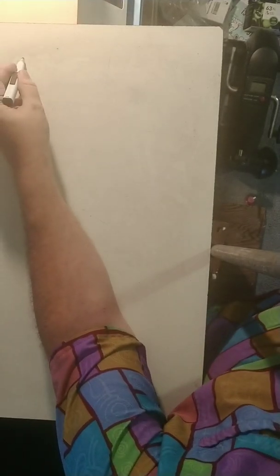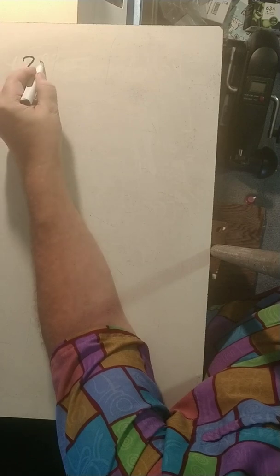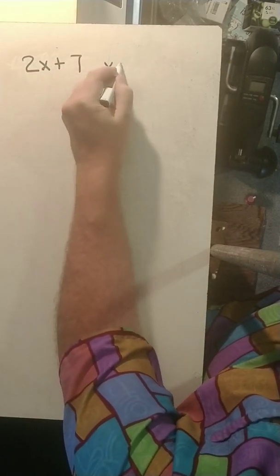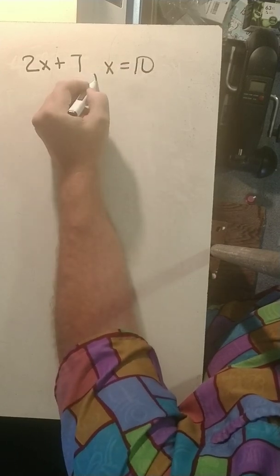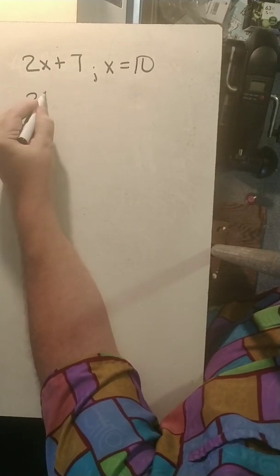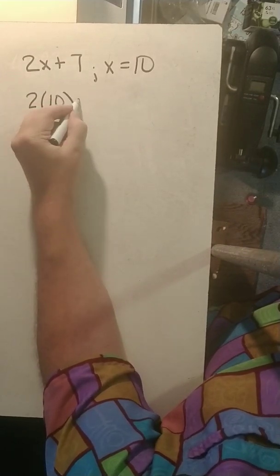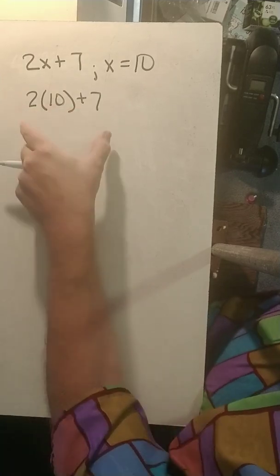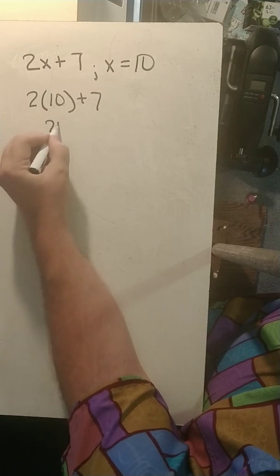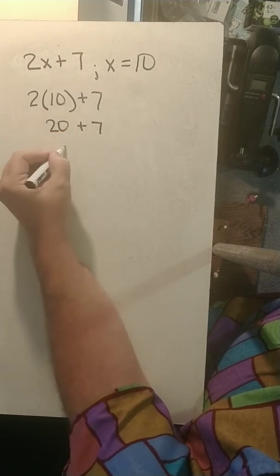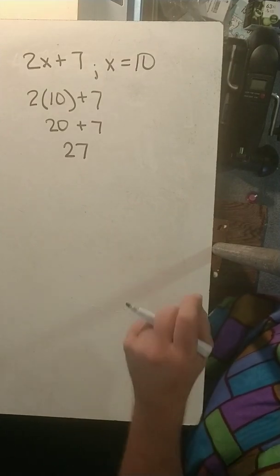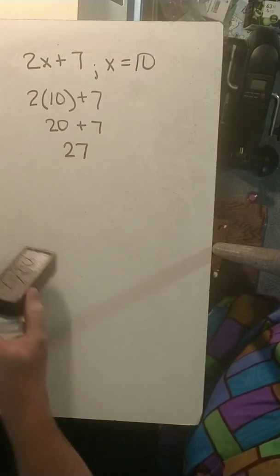Okay, your first problem says to evaluate the expression 2x plus 7, and it tells us that x equals 10. All that means is we're going to substitute 10 in for the x, and then we're basically going to figure out what it equals. So 2 times 10 is 20. 20 plus 7, 27. So evaluating 2x plus 7 when x equals 10, you should get 27.